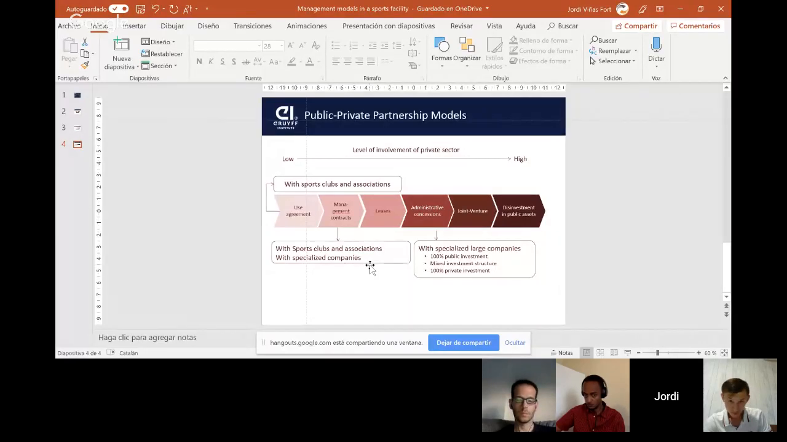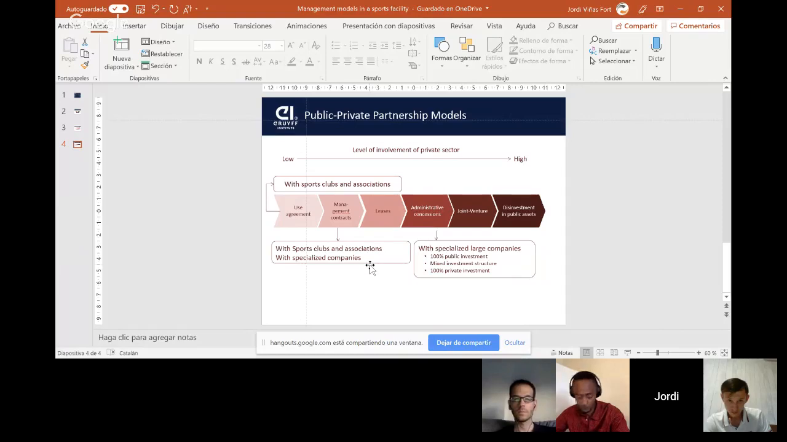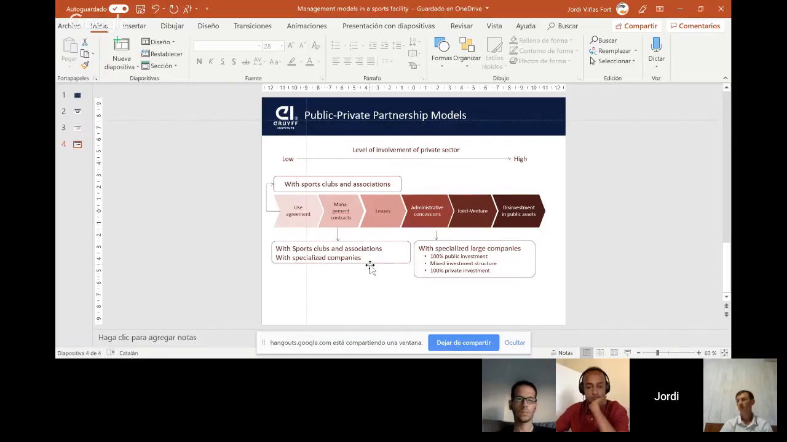Yeah, we are here. I'm going up to the end. We've seen these four main models, which are use agreements, management contracts, leases, and administrative concessions. And basically, here we can see the typical organizations that take place in each of these contracts. So for use agreements, usually there is no economic transaction, as was said.